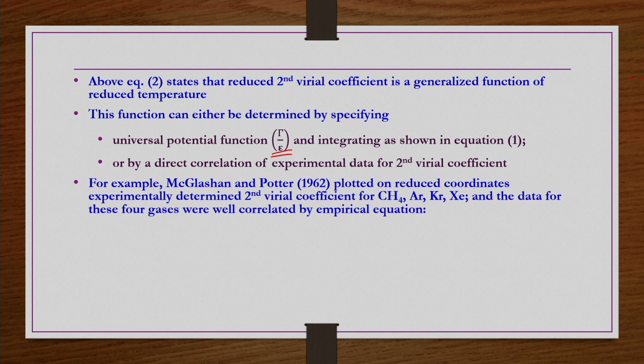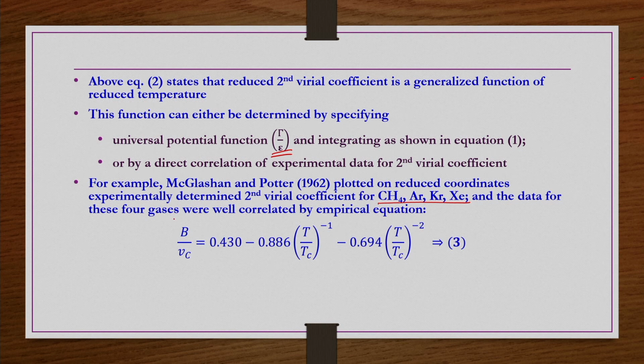So, for example, McGlashan and Potter plotted reduced coordinates experimentally and determined the second virial coefficient for a few simple, symmetric molecules like methane, argon, krypton, and xenon. The data for these 4 gases are well correlated by their empirical correlation. For these 4 gases, over a wide range of reduced temperature, they conducted the experiments and then found the second virial coefficients.